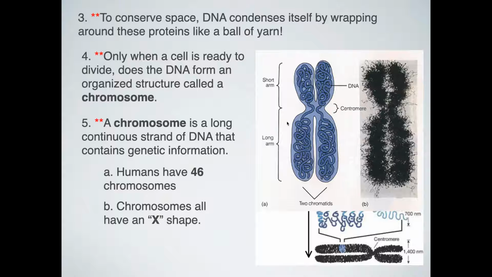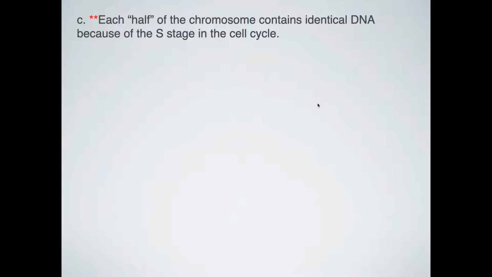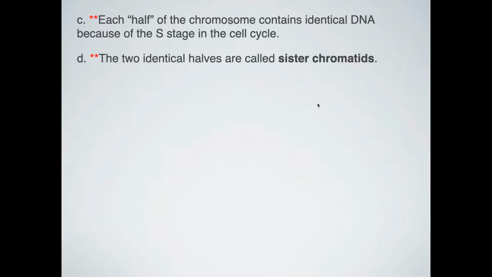And you can see that they all have this familiar looking X shape. We'll talk about that when we go through the steps of mitosis. But each half of the chromosome contains an identical piece of DNA. And that is because of the S stage of the cell cycle.